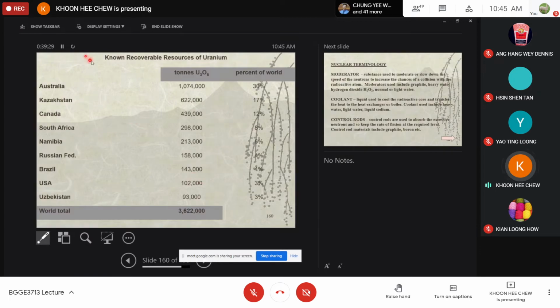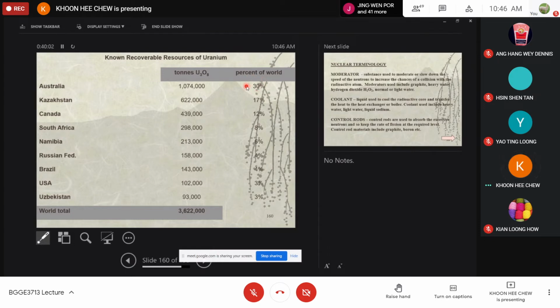So next are the non-recoverable resources of uranium. Mainly Australia. Okay, the country that now has a large reserve of uranium is Australia. Okay, the main one is Australia. And when it comes to the US, it is not so much. Its contribution to the world is only 4%, whereas Australia is supplying around 30% of the world supply.